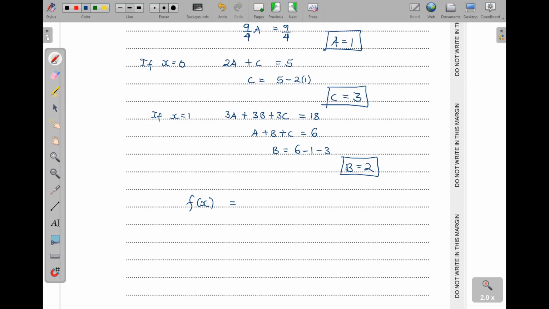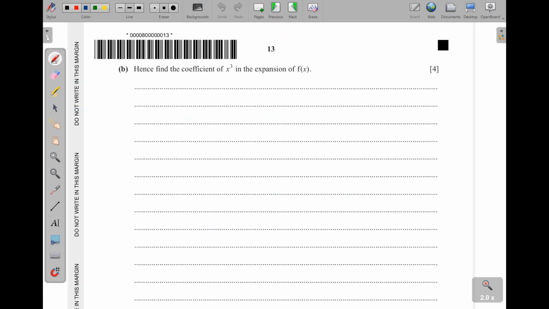is equal to a, which is 1, out of the linear factor we have, 1 plus 2x, then plus b, which is 2, of x, then plus c, which is 3, then out of 2 plus x squared. This is your answer. Part B, hence find the coefficient of x squared in the expansion of f of x. So you see, now this is binomial expansion.